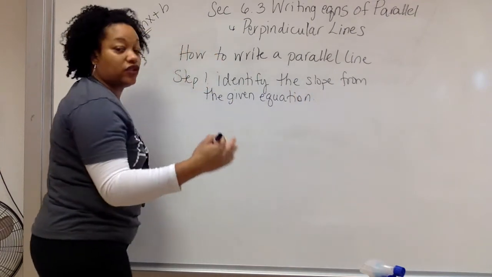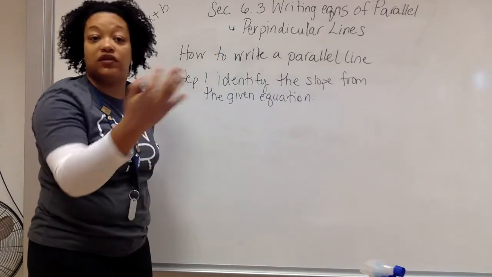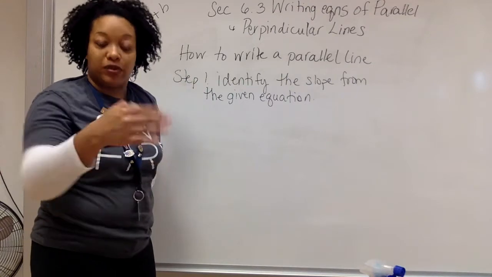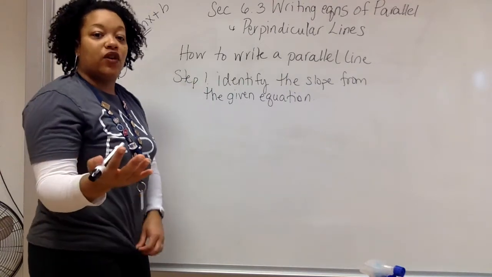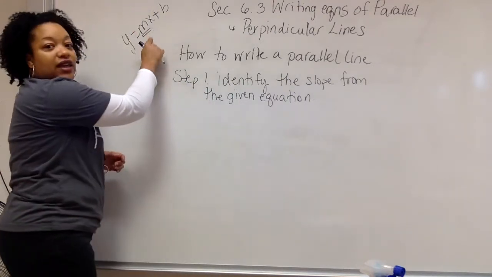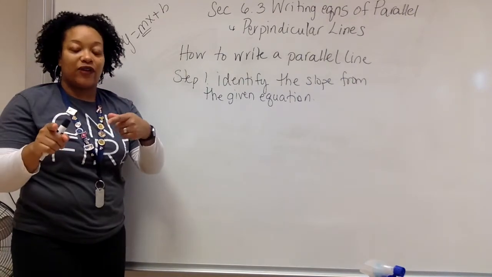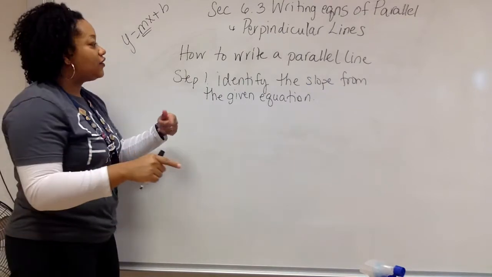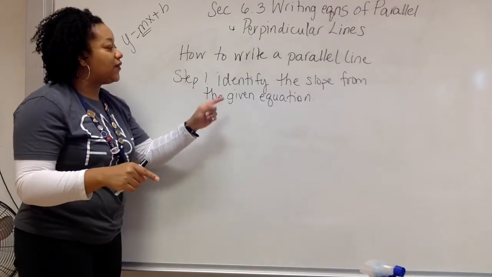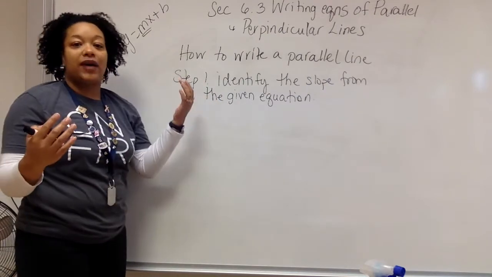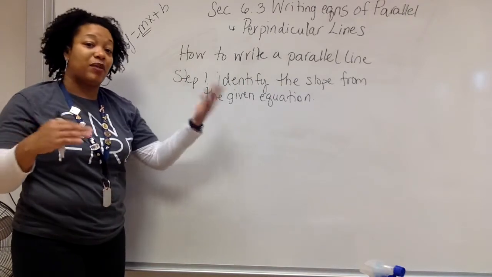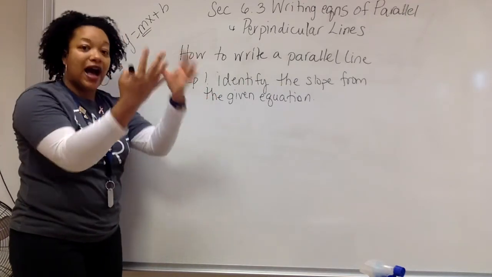So what's going to happen is when you read your directions, it's going to say, find a line parallel to this equation. It's y equals something times x plus your b. And so you've got to remember that your m, that's your key to finding a pair of parallel lines. So when they say identifying the slope from the given equation, you're basically just going to identify your m. Just recognize it as a positive, negative, whatever. You're just going to eyeball it.